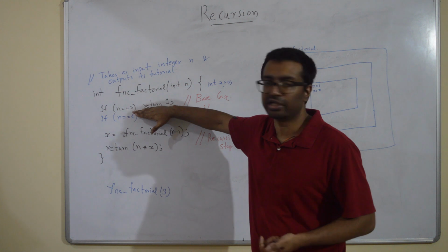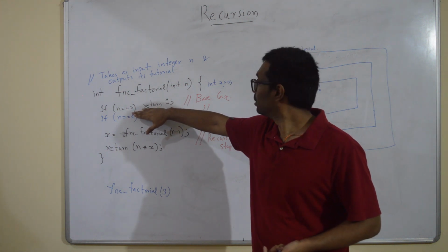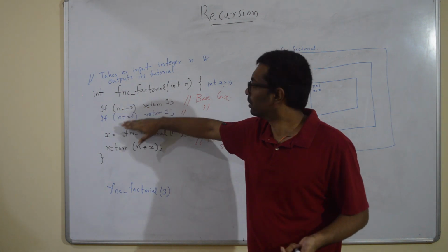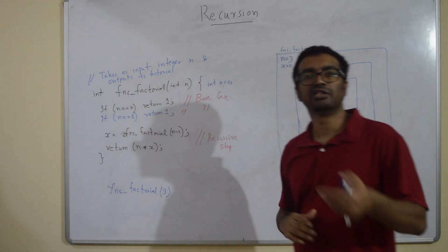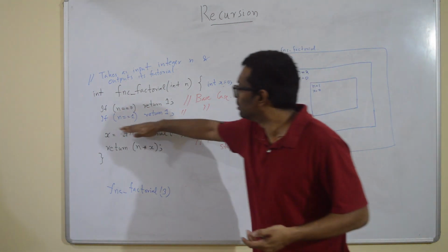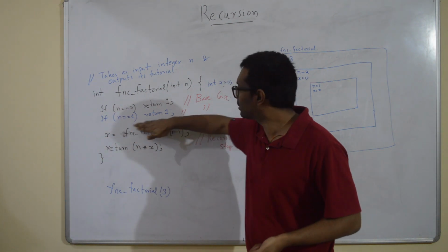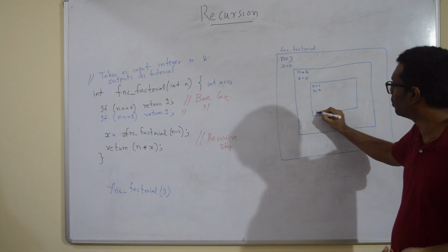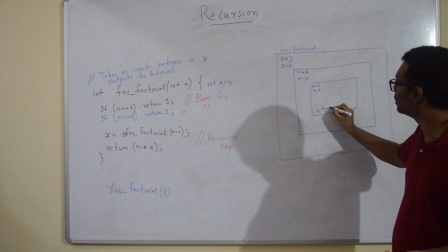This statement is not executed right now because n is not equal to 0. Next is n is equal to 1. When n is equal to 1, this if condition is correct and it returns 1. Okay, so this block of code returns 1.